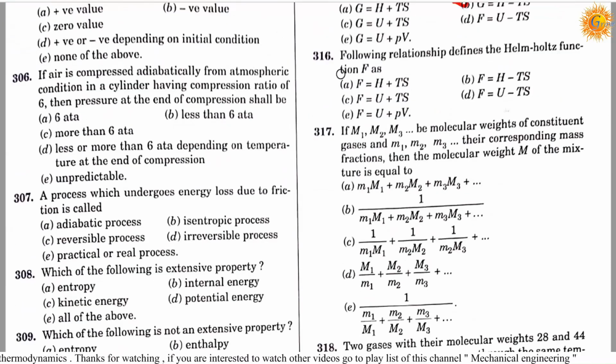Question number 316. Which of the following relationships defines the Helmholtz function F? Option A: F is equal to H plus TS, option B: F is equal to H minus TS, option C: F is equal to U plus TS, option D: F is equal to U minus TS, option E: F is equal to U plus PV. So correct answer is D, F is equal to U minus TS.